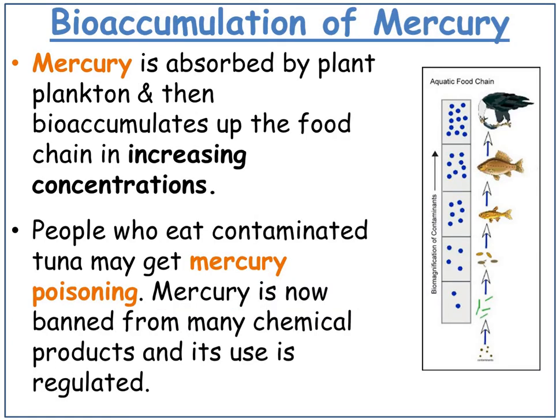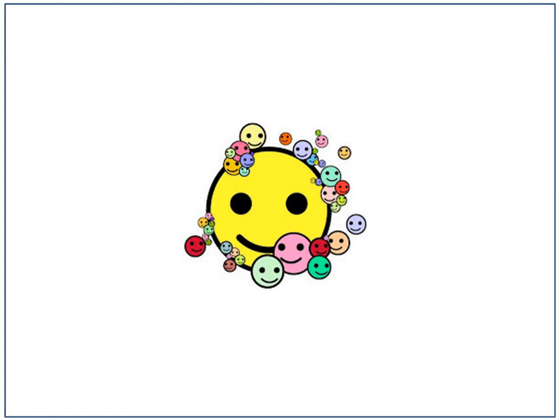So mercury is absorbed by plant plankton, and then it bioaccumulates up the food chain in increasing concentrations. So then if you ate contaminated tuna with a lot of mercury in, then you could get mercury poisoning. So mercury is now banned from many chemical products, and its use is regulated, and you can't use it to paint ships anymore. So that is bioaccumulation.